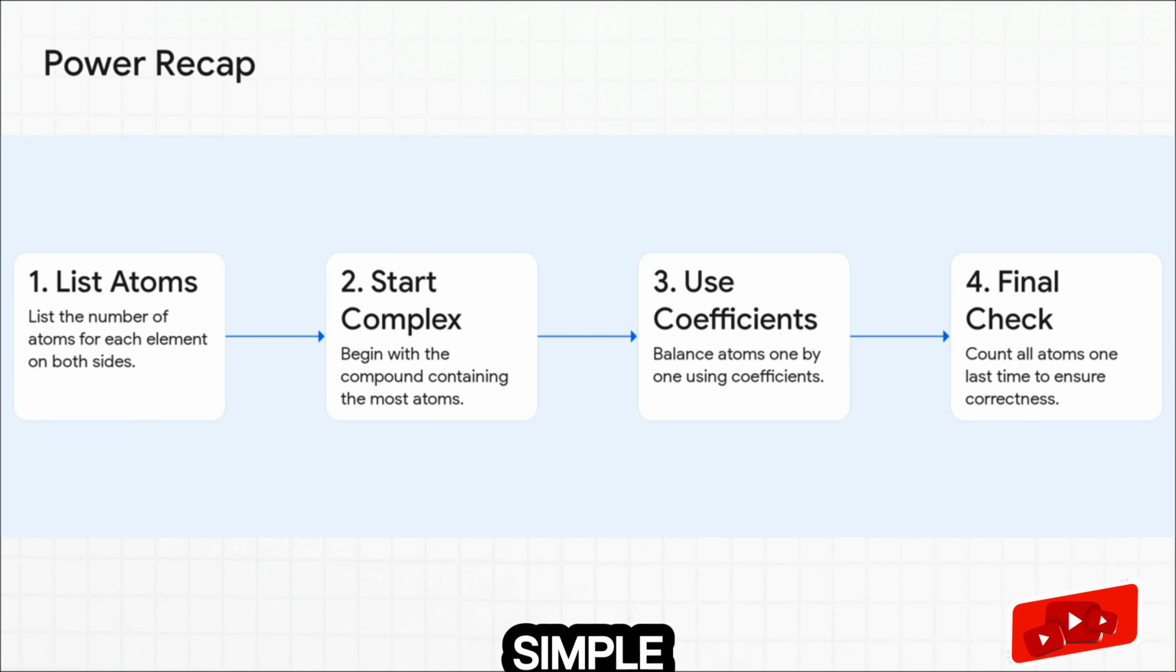So let's do a quick power recap. It's really just a simple 4-step plan. 1. List your atoms. 2. Start with the biggest, most complex molecule. 3. Balance each element one by one using those big numbers in front. And 4. Do that final check. That's it. You've got this.